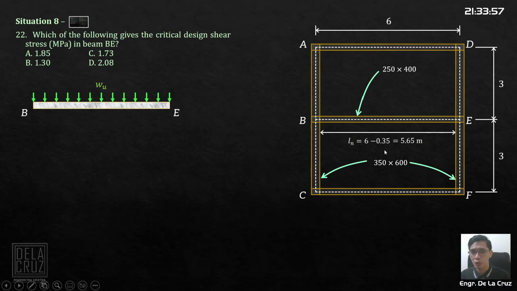Now, take note, if you make a mistake with the length, say you use 6, there will still be an answer in the choices. That is how critical the examiner's choices are in structural. Okay, so 5.65 is our length for beam BE. Of course, we need to calculate W. But in our analysis to calculate the design shear stress in megapascals, we will get the critical shear strength.